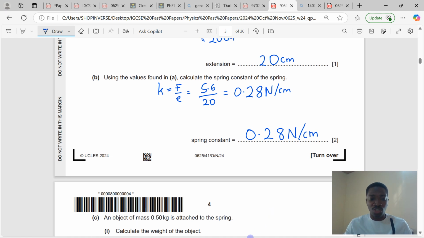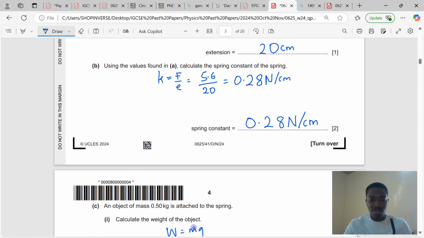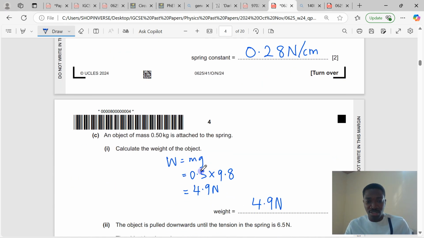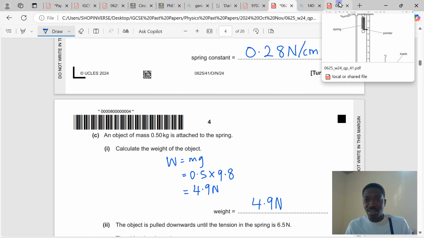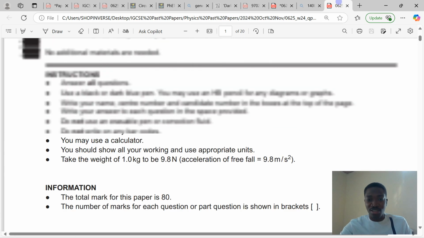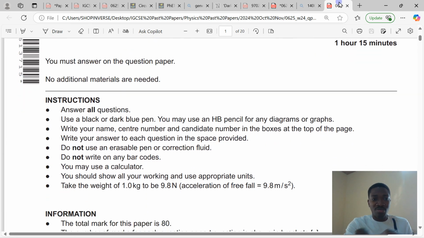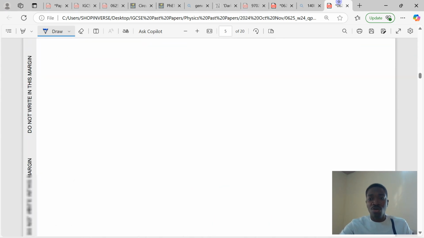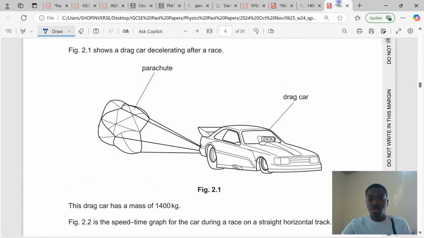Now, the C part of the question. An object of mass 0.5 kilogram is attached to the spring. Calculate the weight of the object. What's the formula for weight? Weight is mass times gravity. Good. So that's 0.5 kilogram multiplied by 9.8. Do not forget that we said the value of acceleration due to gravity is 9.8 meters per second squared. So just multiply the mass by 9.8, and you get the weight.